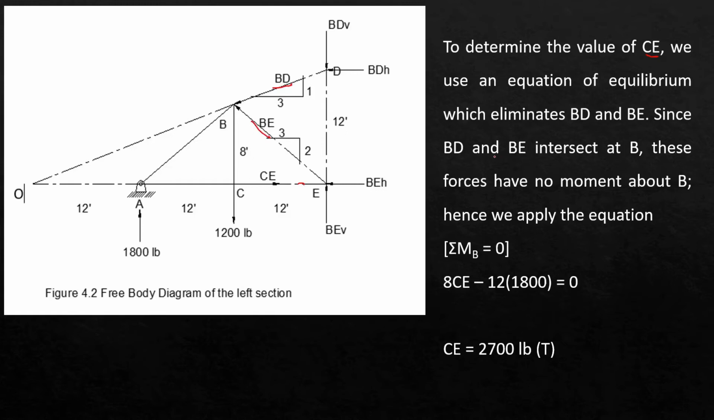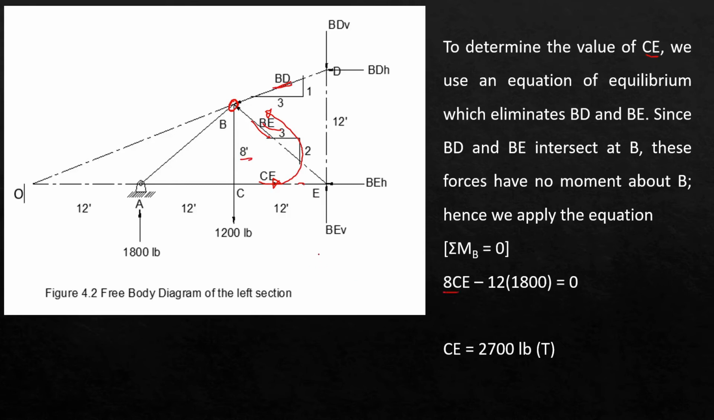We use an equation of equilibrium which eliminates BD and BE. Since BD and BE intersect at B here, these forces have no moment about B. Hence, we can apply the equation by taking moment here at B. In other words, BD and BE are already zero. Thus, we only have CE, this tension for CE, at this direction with a distance 8.